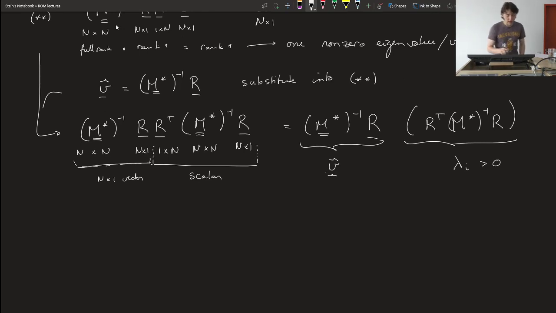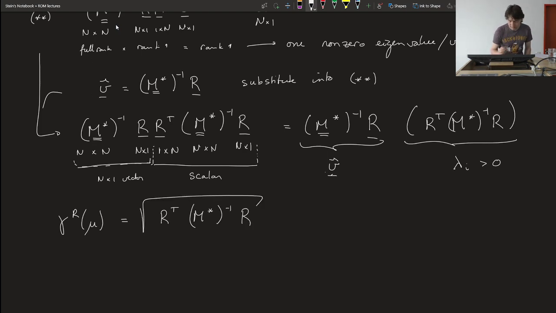Okay, so what do I know now? I know now that the gamma r, the one I'm looking for, which again is mu dependent, is equal to the square root of R^T M star inverse times r, square root.